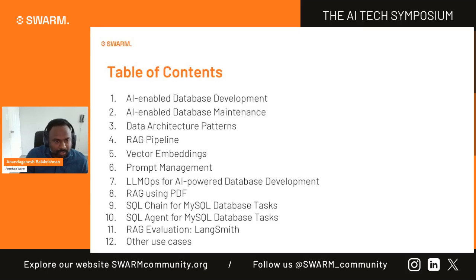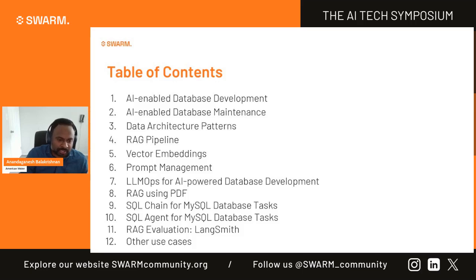So, this is the table of contents where I'll go through a few database development and database maintenance tasks, and how GenAI can help in automating a few of them, and what the key data architecture patterns used across enterprises are, and how a typical RAG pipeline looks for database development, and vector embeddings related to that, and how prompt management can be effectively utilized to get accurate output, and how LLMOps can be leveraged for the entire database development, where the entire thing comes together, and how RAG can be done using PDFs.